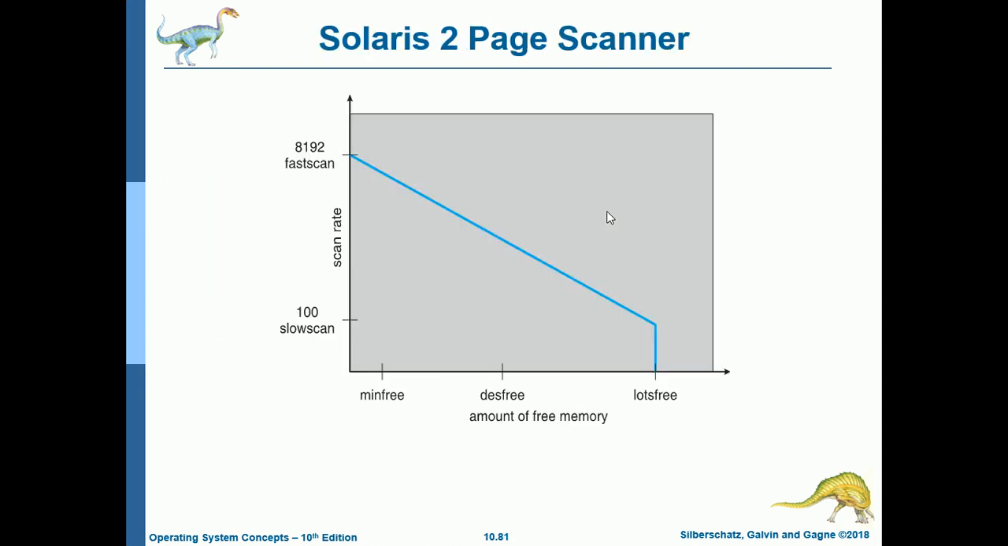So this is the Solaris page scanner. For minfree, it is fast scan, and for desfree, it's in the middle between minfree and lotsfree. And for lotsfree, it is a slow scan.